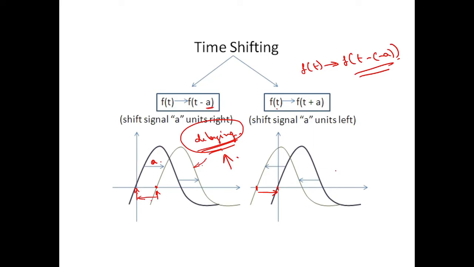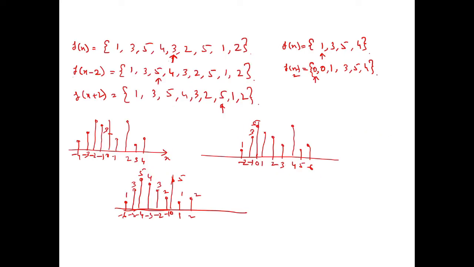Similarly, in the second case, we call it advancing of the signal. Suppose at 10 a.m. I had to do something. I have advanced my time schedule and I started it at 8. We call it advancing. So the second part, it is called advancing.